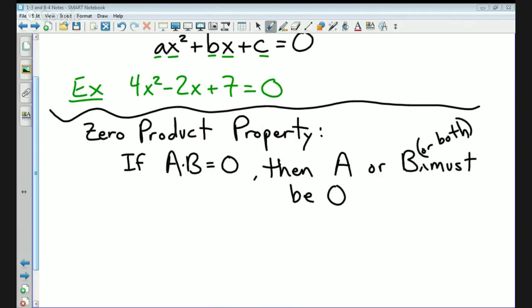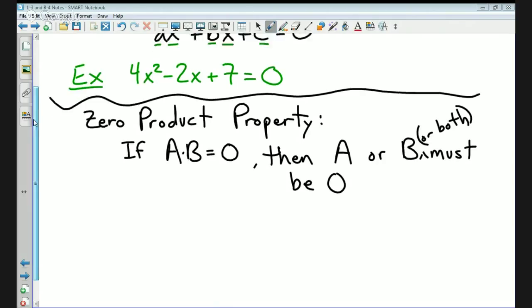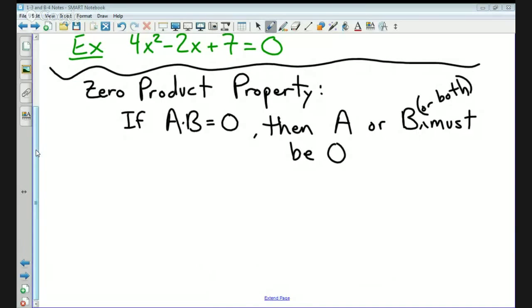Think about it. If it's 7 times anything that's not 0, you're going to get something that's not 0. You take anything times 10, let's say, and that anything is not 0, you're not going to get 0 as a result. The only way you're going to get 0 out of a product is if one of the two things you're multiplying together is a 0. Well, this is very useful for us if we can factor the quadratic expression on the left side of the equation. Let's put this into play in an example.